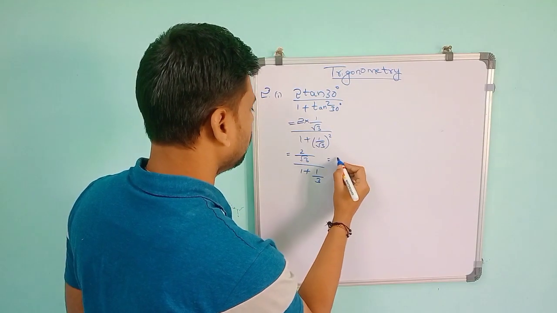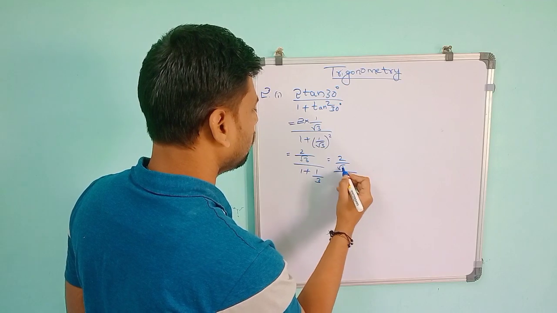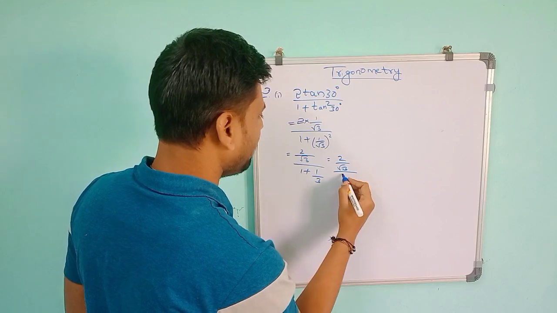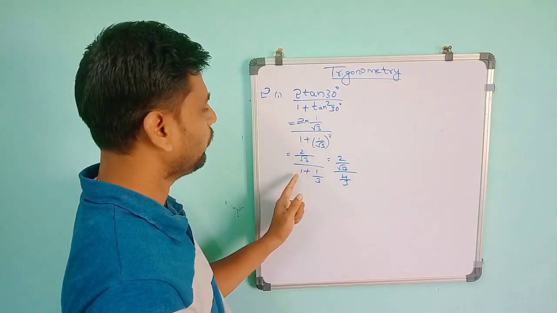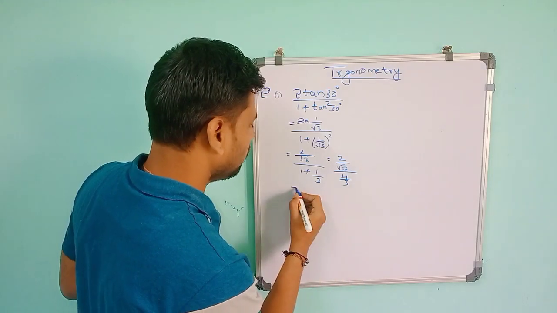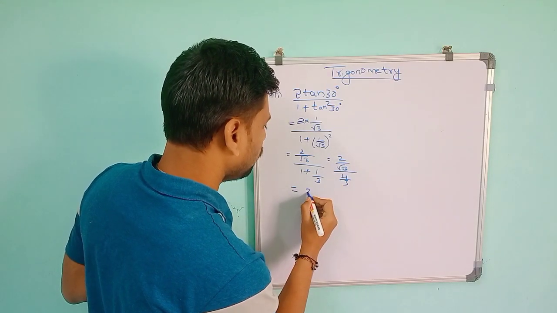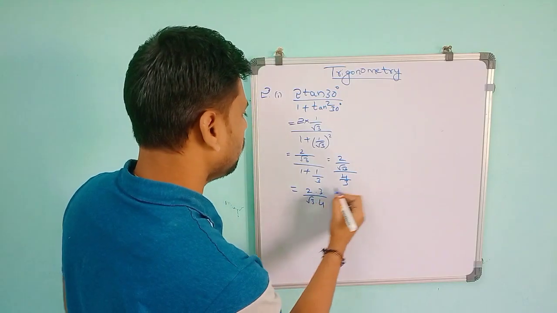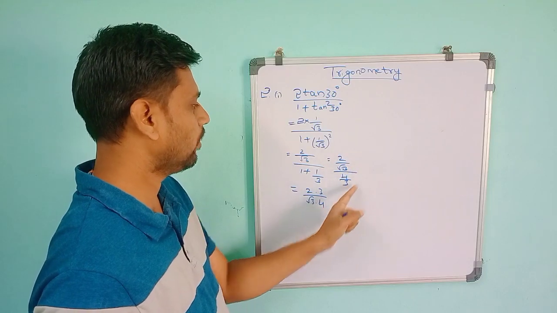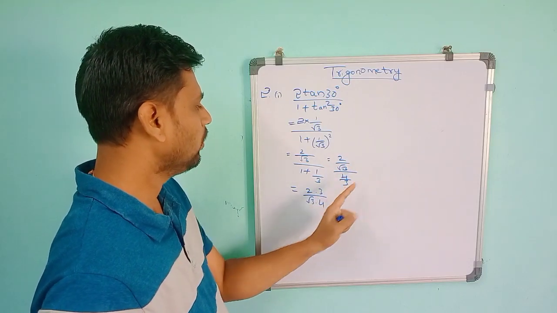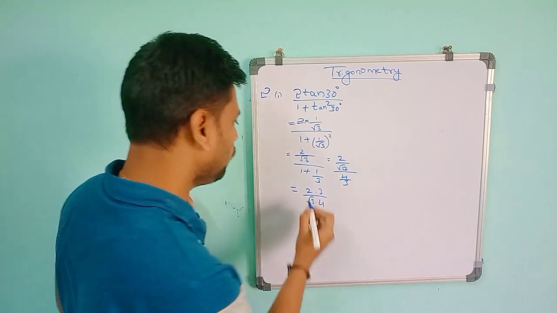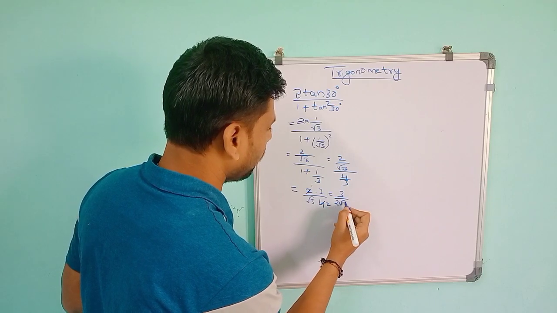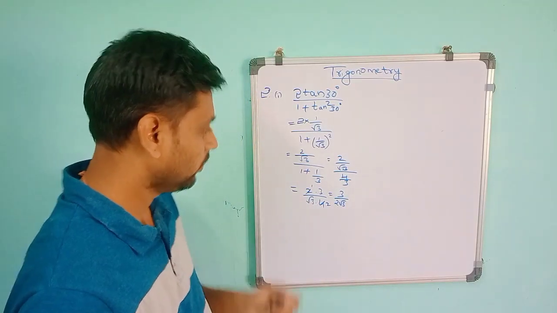So this will be 2 by root 3 divided by 1 plus 1 by 3, which is nothing but 4 by 3. 4 by 3, because 3 into 1 is 3, plus 1 is 4, 4 by 3. This equals 2 by root 3 into 3 by 4. So this 3 will go upside and the root 3 will come downside. So 2 by root 3 into 4, this 3 will go upside, so 2 into 3. So 2 ones are 2, 2 twos are 4. This will be 3 by 2 root 3. 3 by 2 root 3.